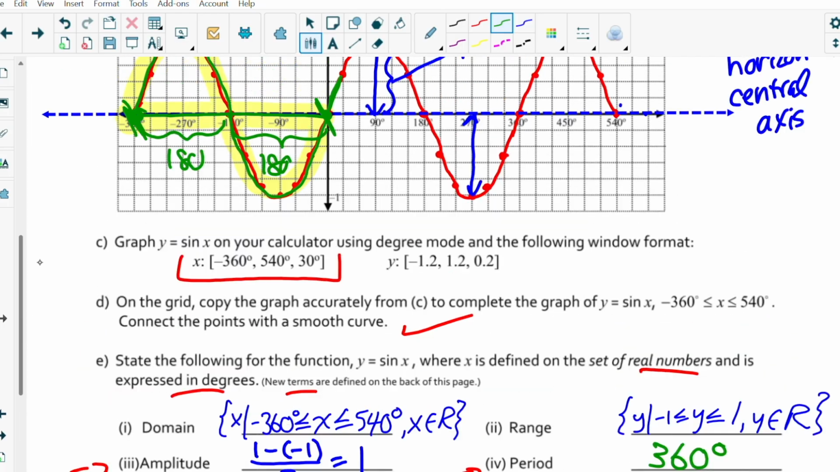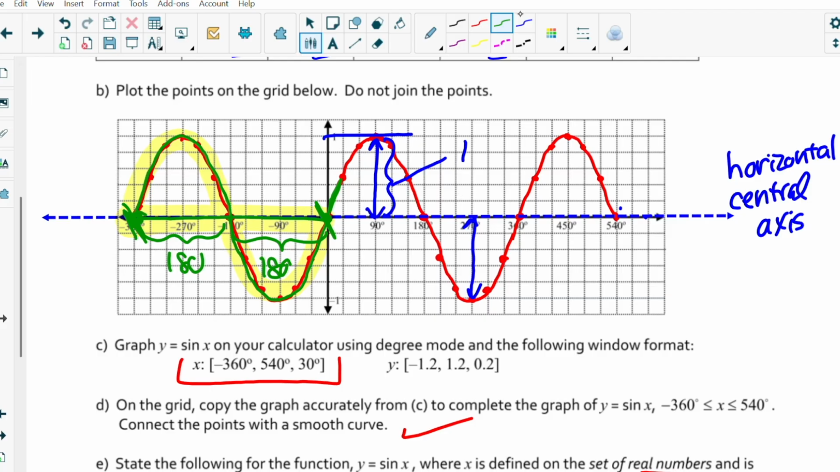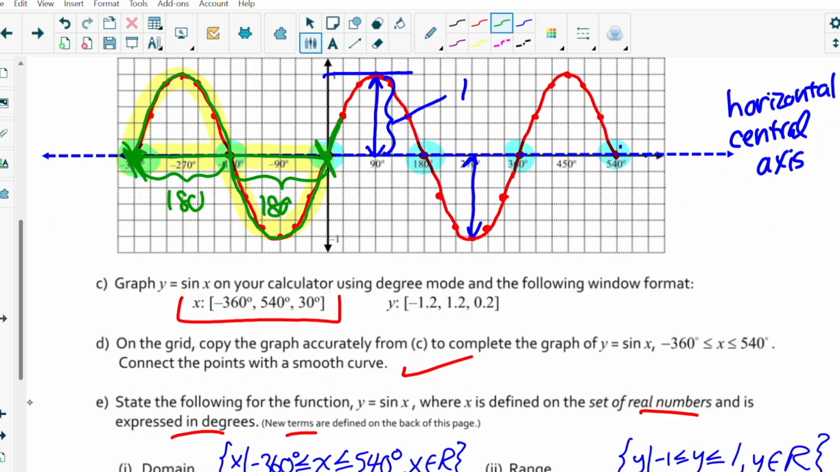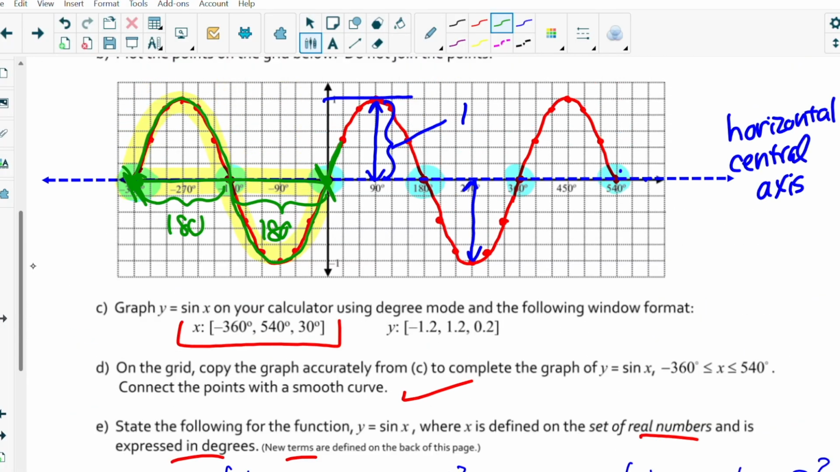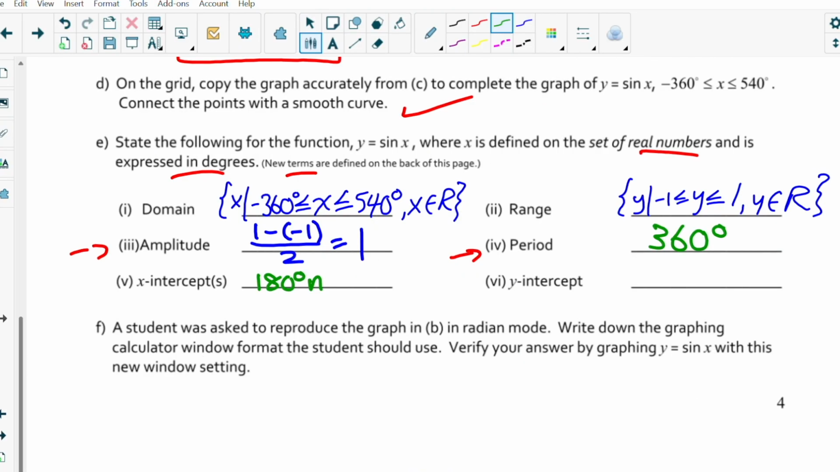X-intercepts. Well, where does it cross the x-axis? Well, it repeatedly crosses. I'll highlight this in blue. Right there, right there, right there, right there. How can I write a general statement for where it crosses the x-axis? Well, I can say 180 degrees times n, and I have to define n as an element of all integers, okay?